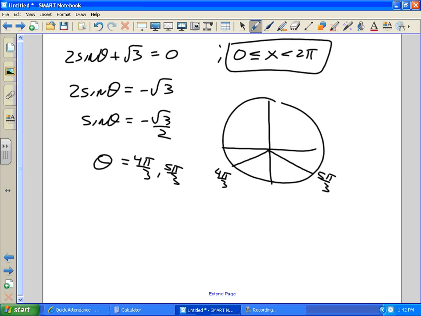Okay? And that's not imaginary. It would be imaginary if the negative was inside the radical or underneath the radical. This is saying take the square root of 3 and then multiply by the negative.